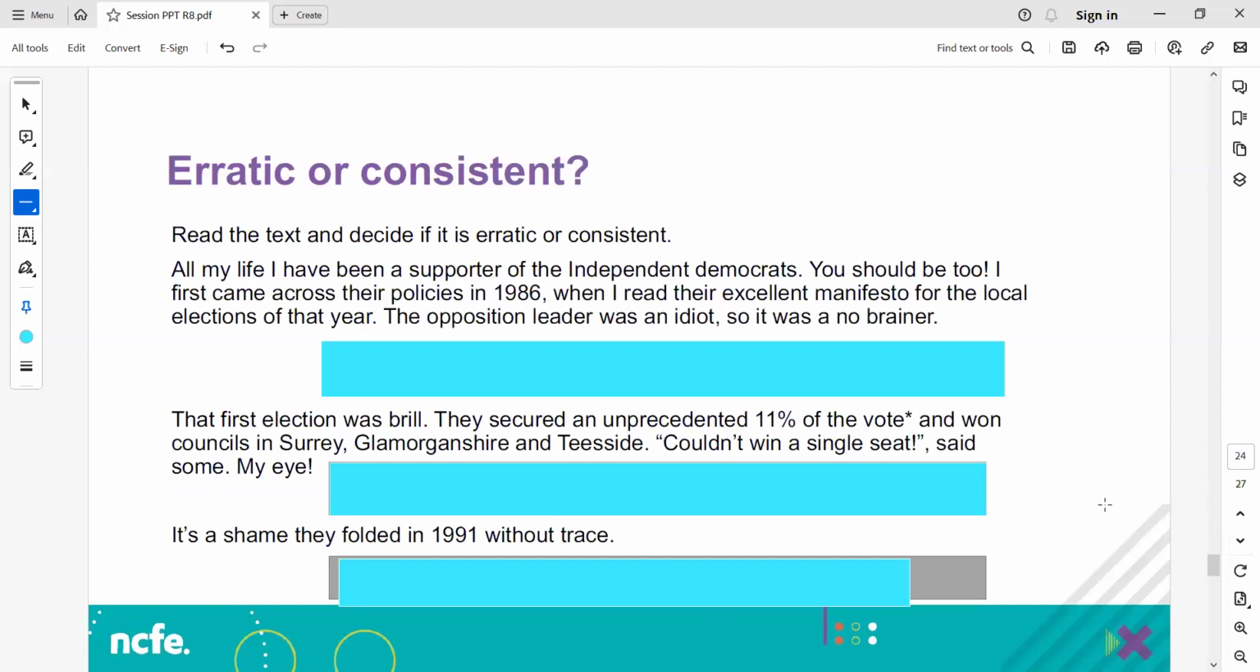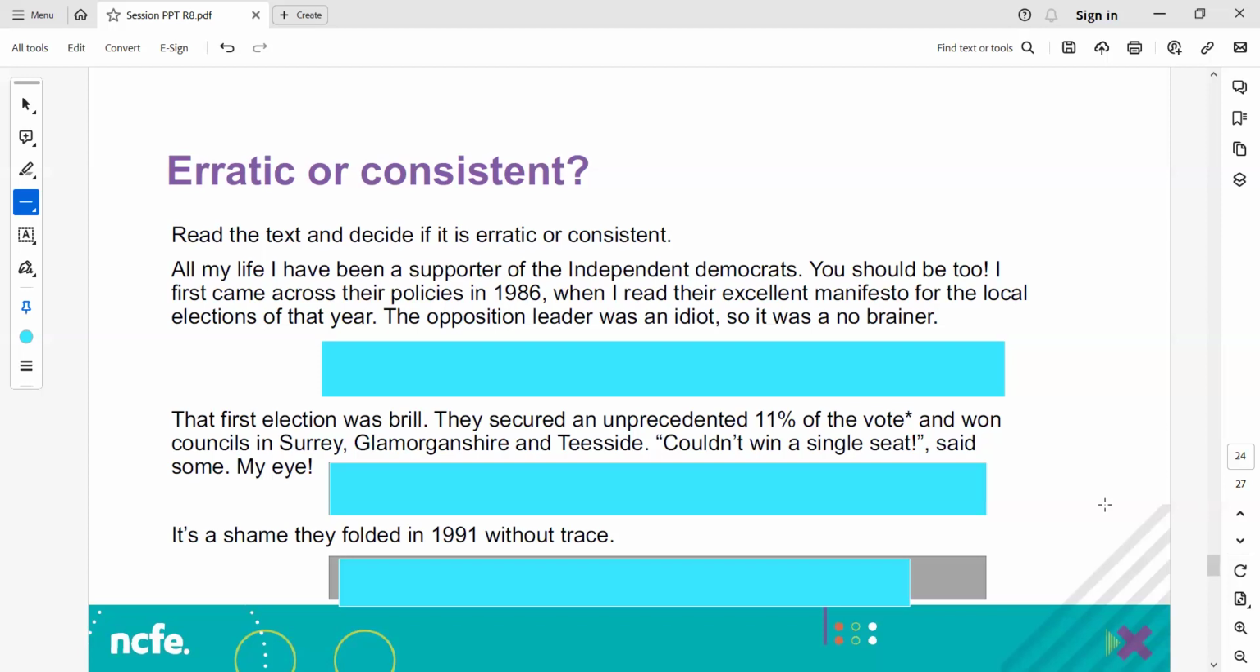Okay. No. Erratic or consistent? So is it all over the place with no structure to it, or is it well ordered and making sense? So all of my life I have been a supporter of the Independent Democrats. You should be too. I first came across their policies in 1986 when I read their excellent manifesto for the local elections that year. The opposition leader was an idiot, so it was a no-brainer. That was erratic.